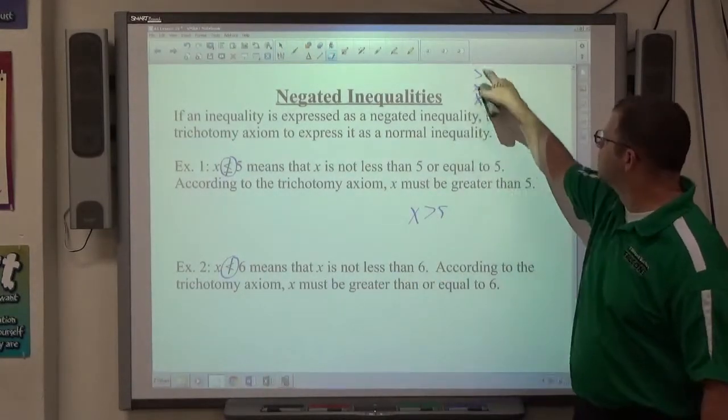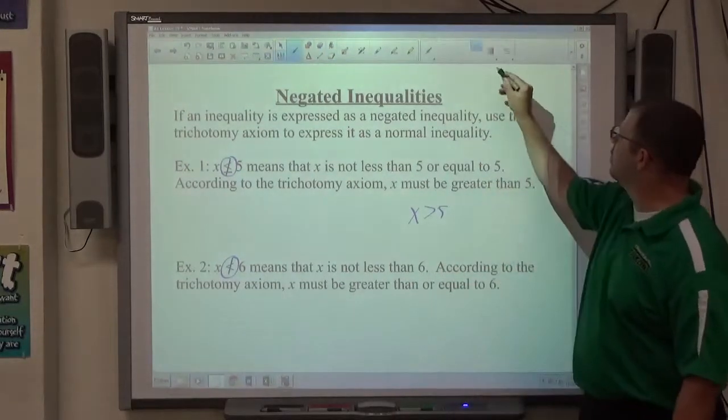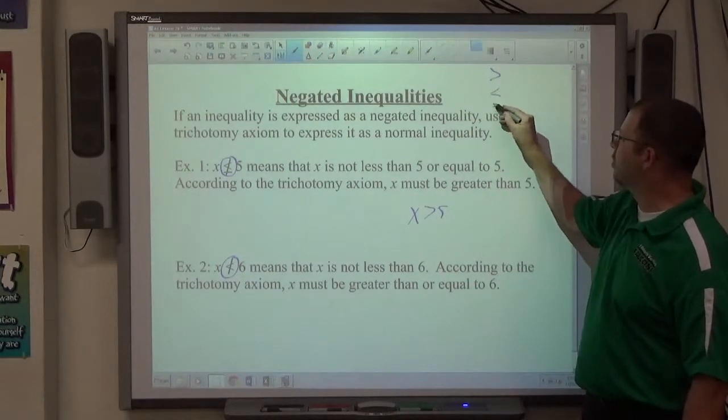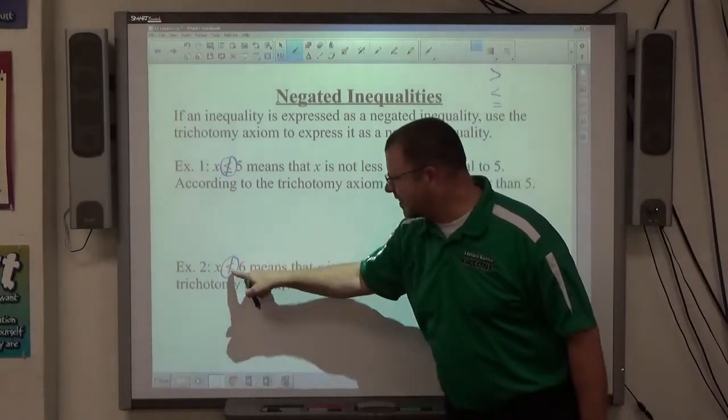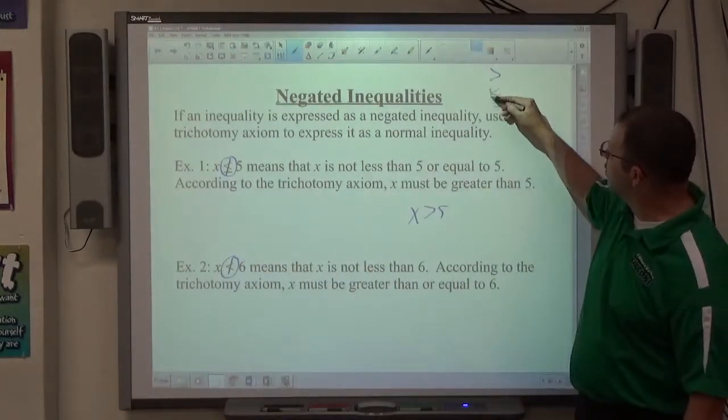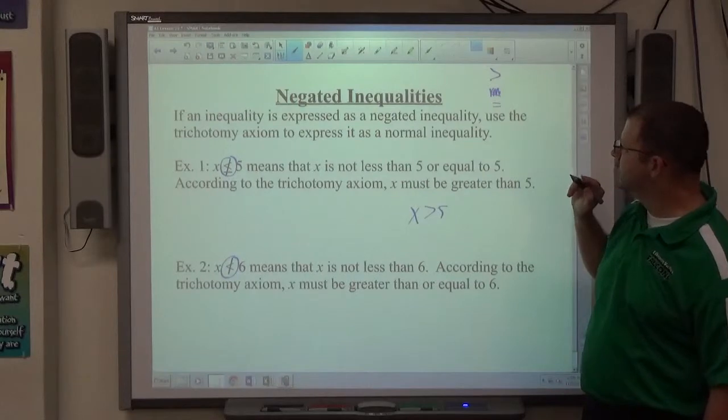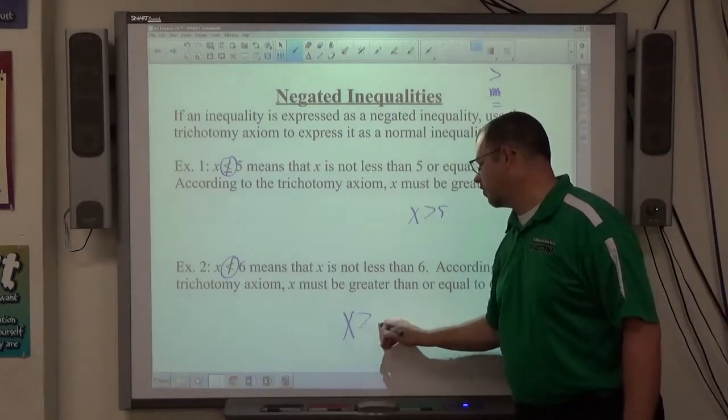Similarly, with this other one, again looking at our three options: option 1 greater, option 2 less, option 3 equal. This says x is not less than 6. So it's not this one. What's left over? Greater than or equal to. x must be greater than or equal to 6.